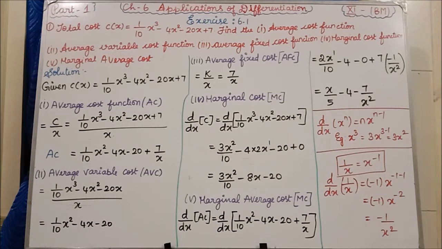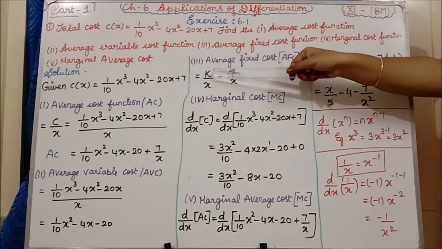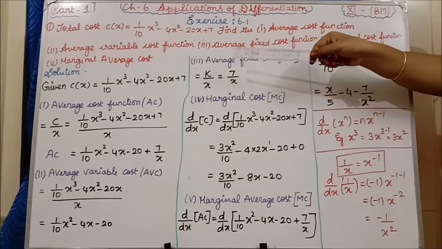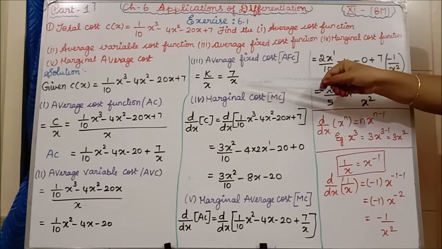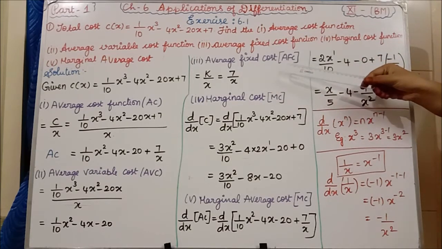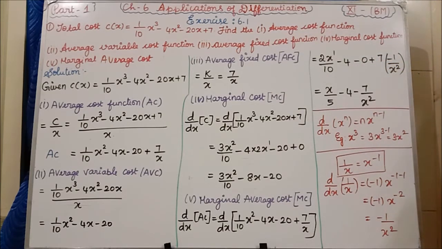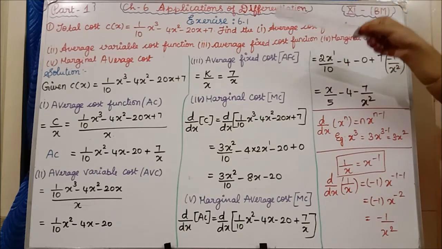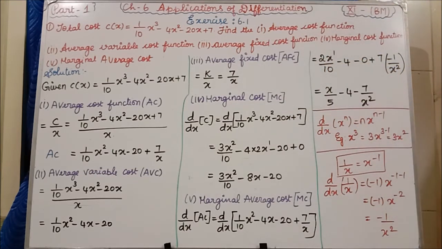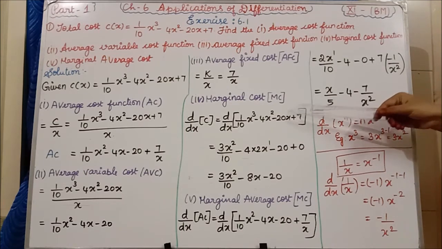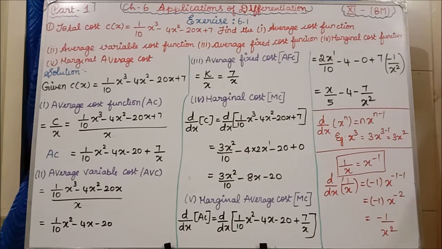Now the third one we have to find is average fixed cost. As I taught, fixed cost is nothing but the constant term. In this question, 7 is the constant. So k divided by x, where k is the constant. The constant is 7, so 7 divided by x. Average means you have to divide by x, and fixed cost is the constant, so 7 divided by x. Clear?